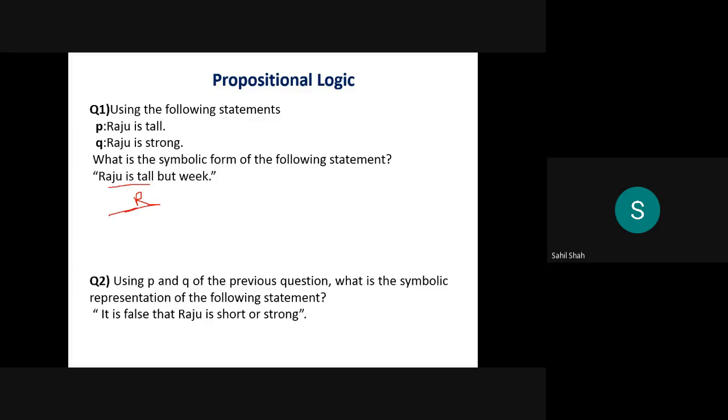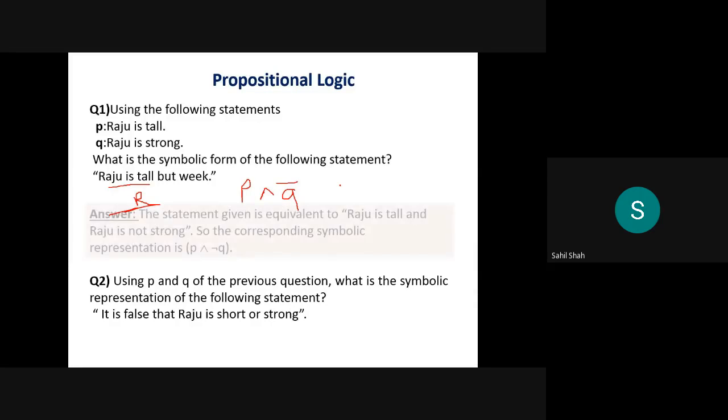So I will say P, and for weak it is opposite of strong. So we will say Q bar. That will be mentioned somewhere on the slide as well. The statement given is equivalent to Raju is tall and Raju is not strong. So the corresponding symbolic representation is P conjunction negation Q.